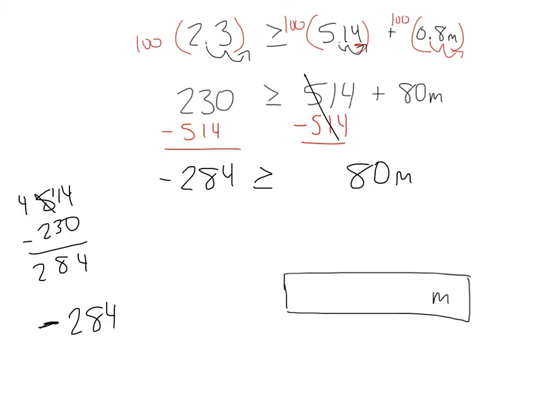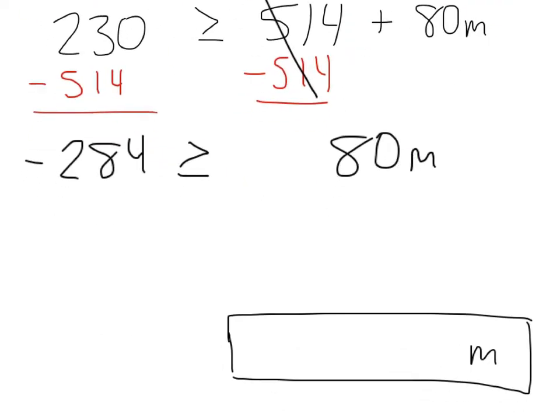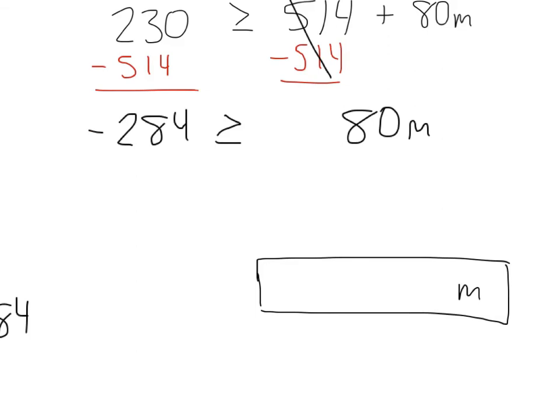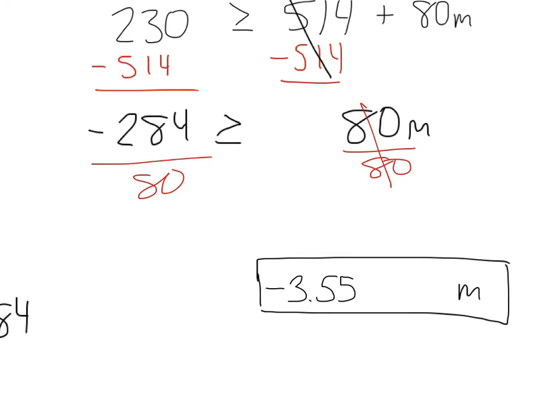All right, so last step here. Well, the m is being multiplied by an 80, so we, of course, have to divide by the 80 to get that out of there. But if I divide that thing by 80, I have to divide the other side by 80 as well. So negative 284 divided by a positive 80 is going to get you a negative 3.55 there. And our sign is greater than or equal to. So there you go. There's your answer. Negative 3.55 is greater than or equal to m.